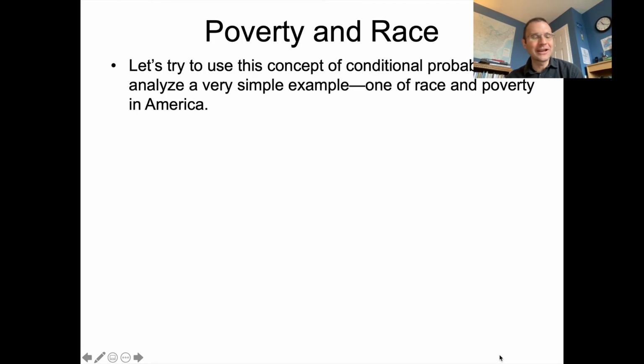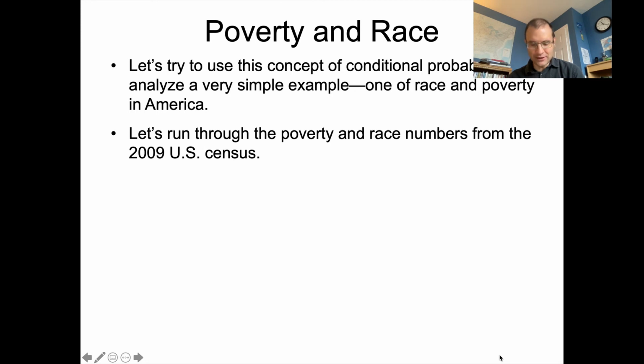I want to look at another example, which could be equally as controversial as getting vaccinated. I want to use this concept of conditional probability to analyze a very simple example of race and poverty in America. These numbers come from a little more than 10 years ago, from the 2009 U.S. Census. I used them the first time I taught this class, and they're interesting for a variety of reasons, so I haven't updated them.